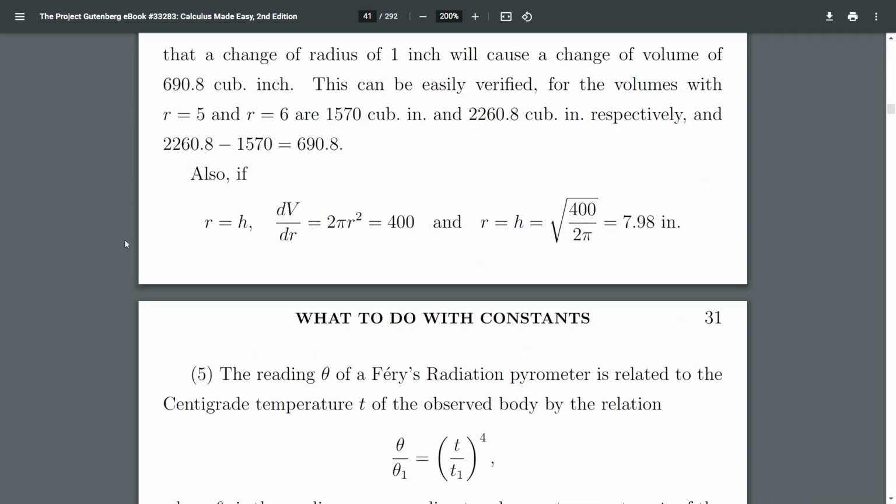Also, if r is equal to h, dV by dr is equal to 2 pi r squared is equal to 400, and r is equal to h is equal to the square root of 400 divided by 2 pi, which is equal to 7.98 inches.